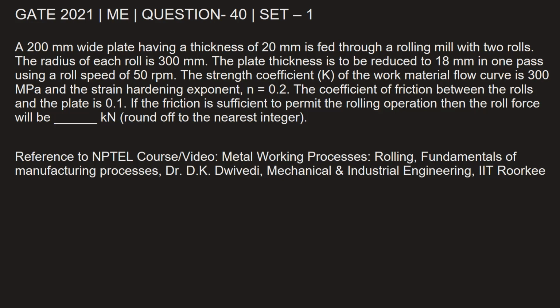The strength coefficient K of the work material flow curve is 300 megapascal and the strain hardening exponent n is 0.2. The coefficient of friction between the rolls and the plate is 0.1. If the friction is sufficient to permit the rolling operation, then the roll force will be dash kilonewton. Let's find out. We'll enlist the given things.